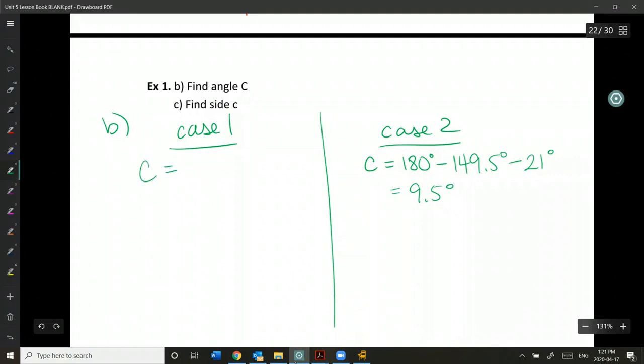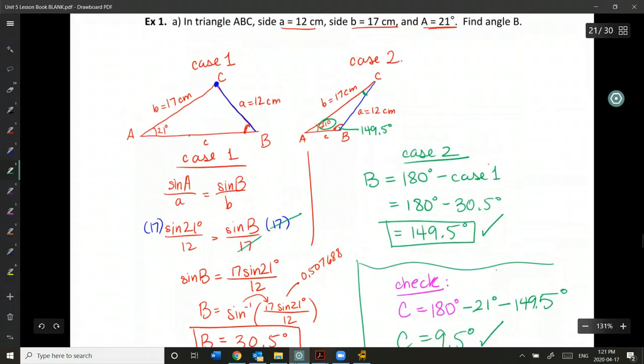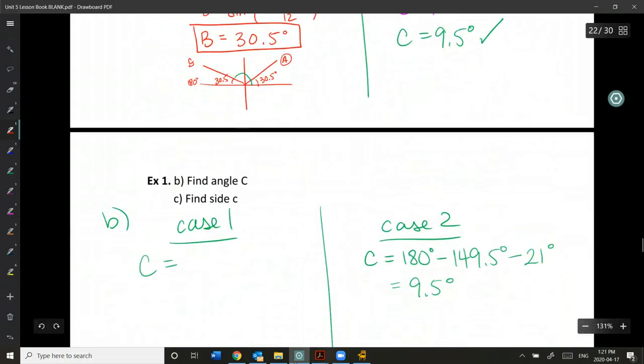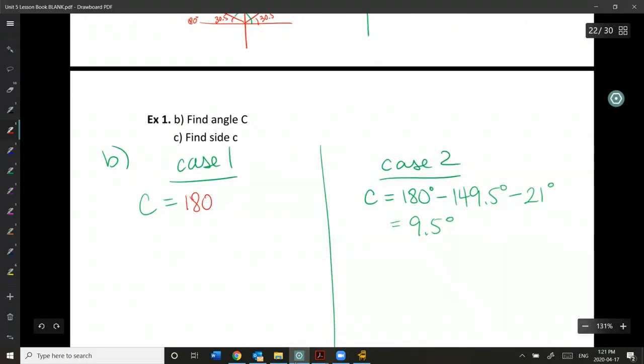And case number 1, if we input what we know now, I have 21 degrees and 30.5 degrees, and I'll find angle C by subtracting those two from 180. So we're going to do 180 minus 30.5 minus 21. You can enter that into your calculator quickly here, and you should get an angle of 128.5 degrees.